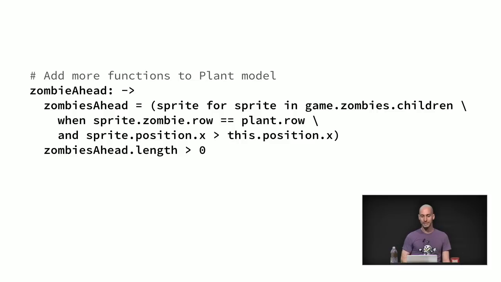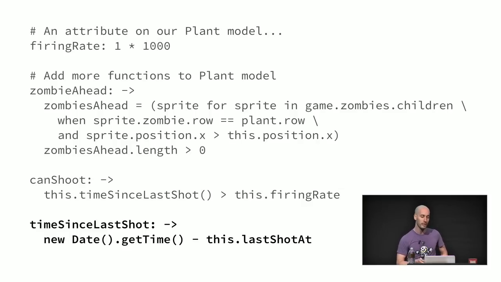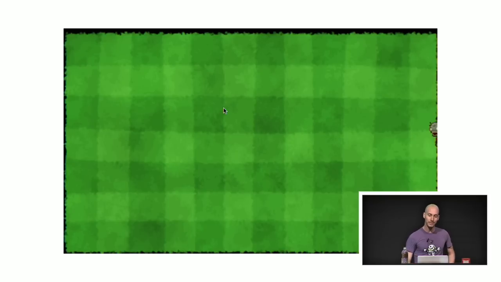A couple more functions here. So this is the zombie ahead. This is the list comprehension copy script. Hopefully it makes sense. Basically just saying, give me all the zombies that happen to be in the same row as me with an X of greater than me, and that means it's ahead of me. And can shoot is just gonna be a predicate method that will tell us, is the time since we last shot greater than our firing rate, in which case we're good to fire. So we'll just compute time since last shot like that. And that's what this looks like.